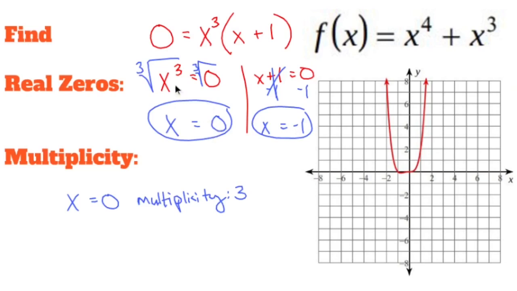And this is 3 zeros because it's x to the cubed equals 0. So that's what multiplicity means.